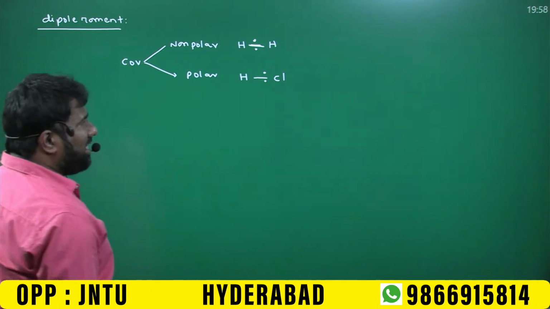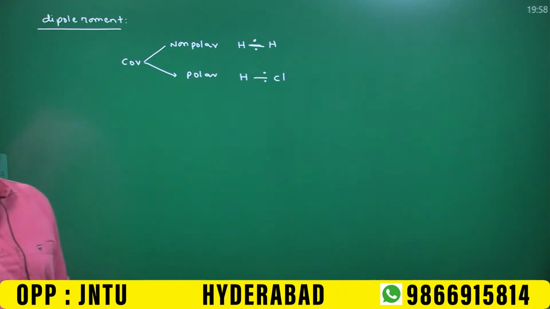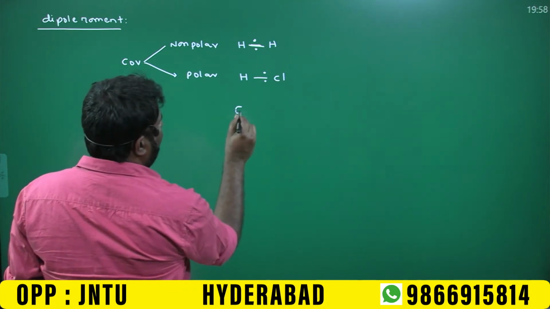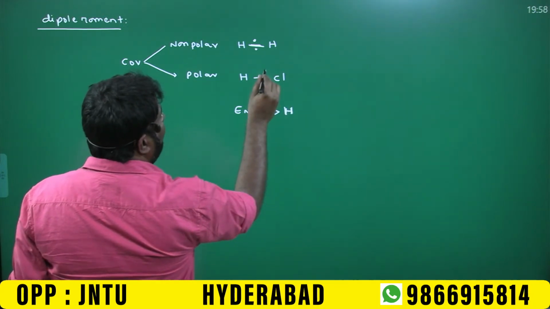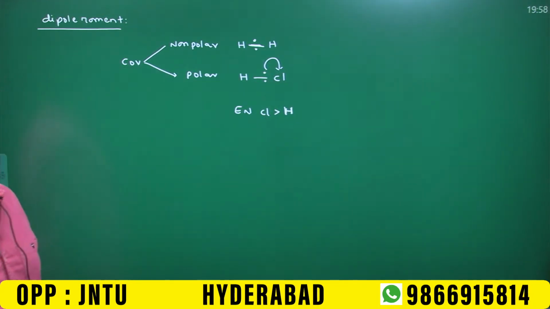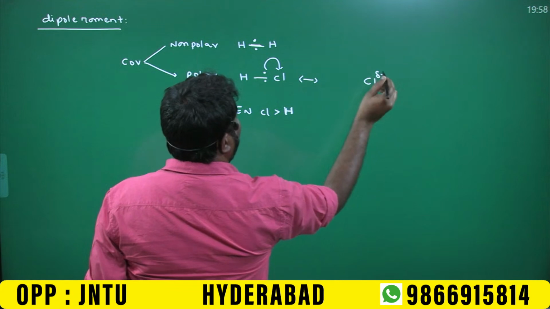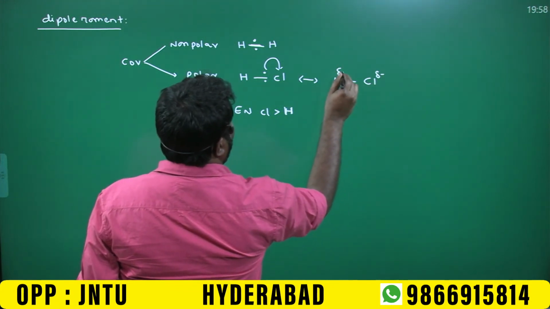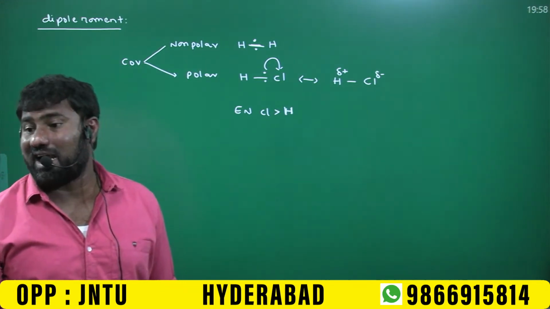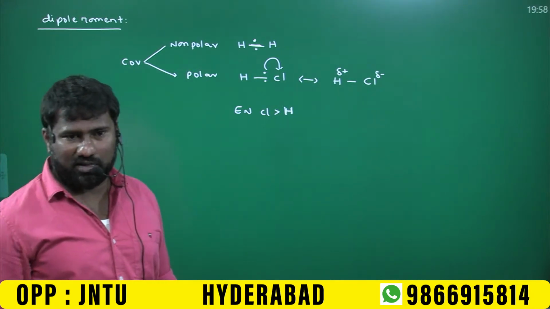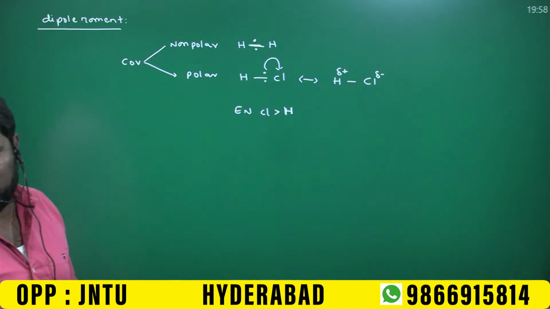If it is non-polar, we cannot find any charges. In the polar case, we can find charges, because the electronegativity of chlorine is greater than hydrogen. The pair of electrons is strongly attracted towards chlorine, so chlorine acquires a partial negative charge and hydrogen acquires a partial positive charge. Partial charges are denoted with the delta sign: delta minus here, delta plus here.